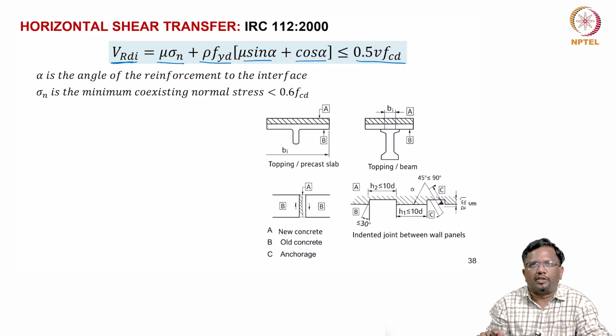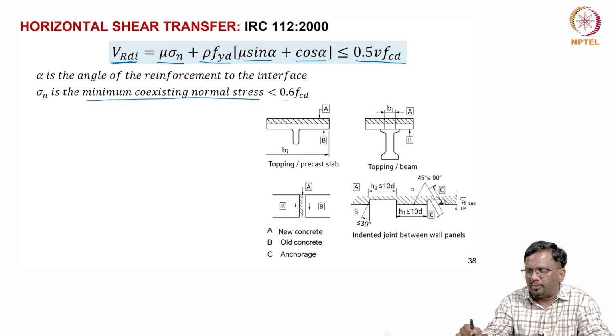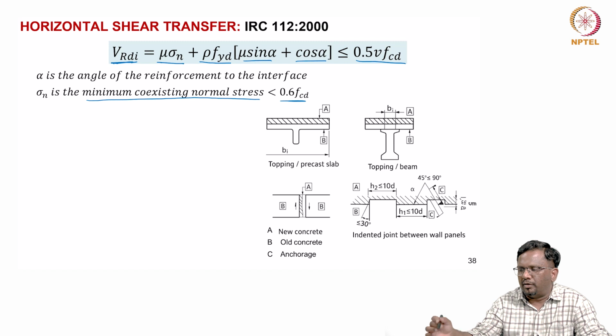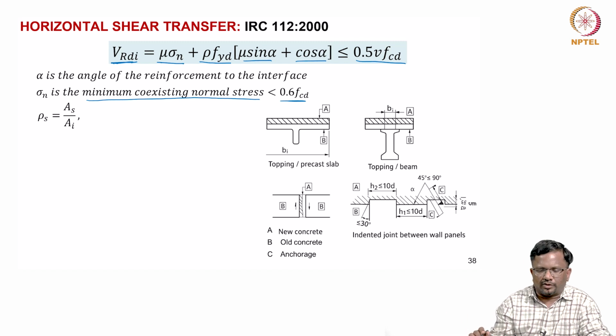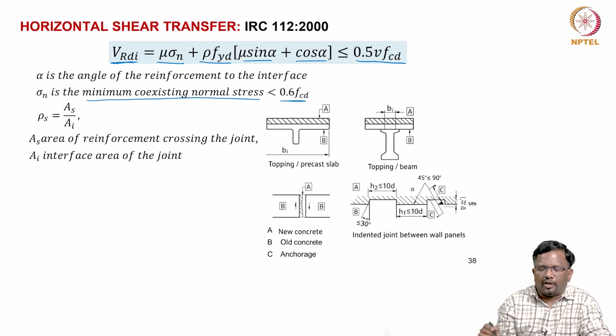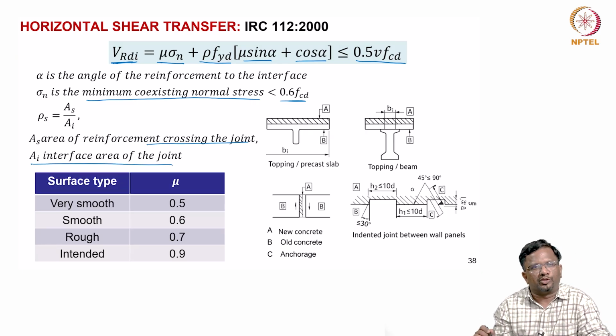Now, what is alpha? Alpha is the angle of the reinforcement to the interface, and sigma n is the minimum coexisting normal stress, and it should be less than 0.6 times your concrete design compressive strength. Here also FCD is your concrete strength. What is rho? Rho is your reinforcement area, AS divided by AI. Now, what is AS? Area of the reinforcement that is crossing the joint, and AI is the interface area, right. So, this is like a reinforcement index.